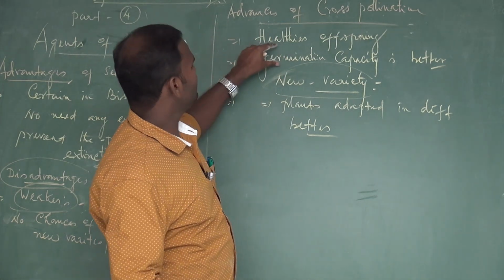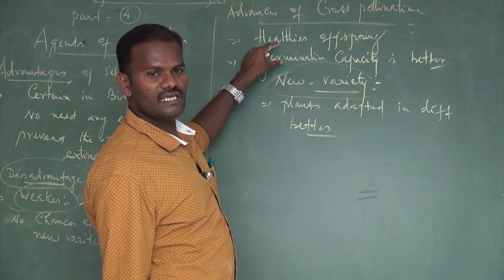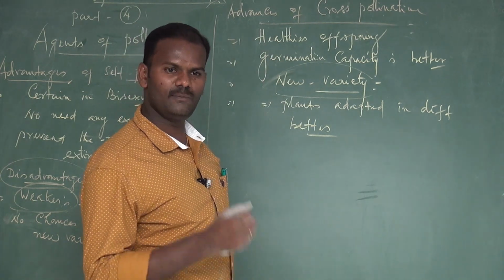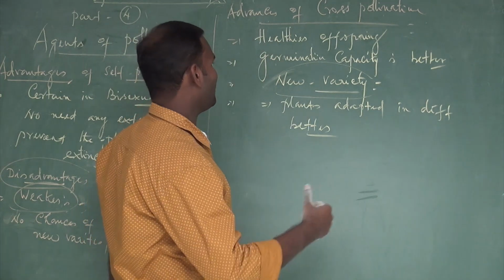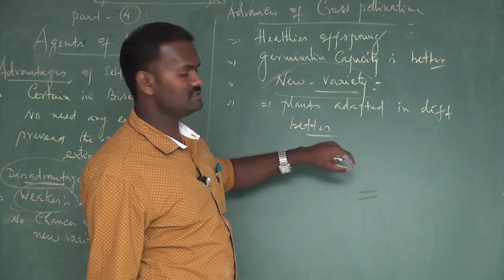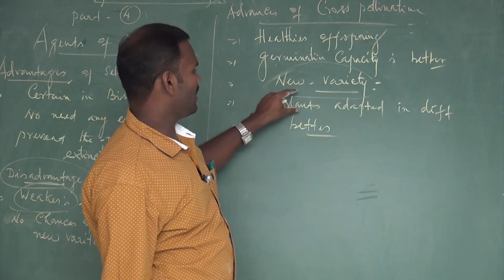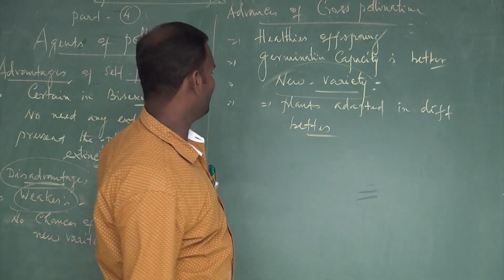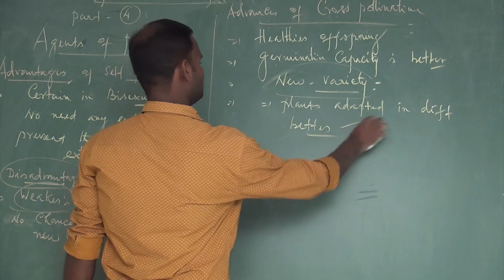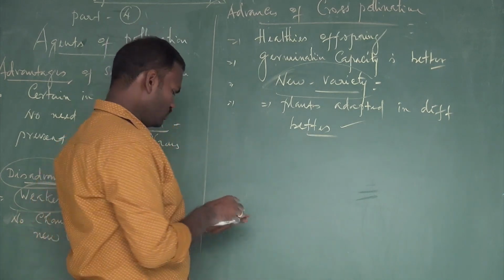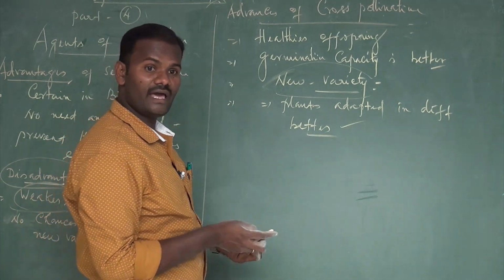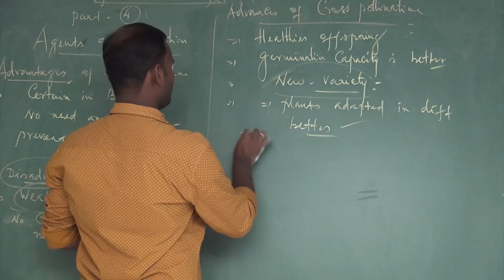But in cross-pollination, the seeds are vigorous, with high potential. They are well adapted in different types of environmental conditions. New varieties are produced. It is possible through cross-pollination. The plants are well adapted in different types of environmental conditions. It's better. Even so, some disadvantages also exist in cross-pollination.